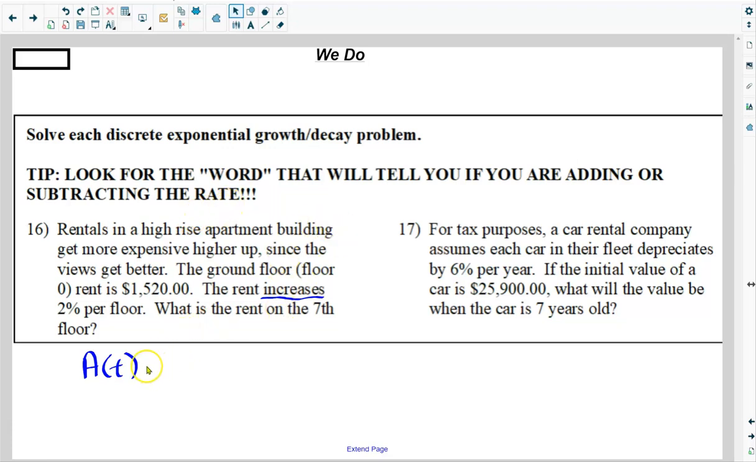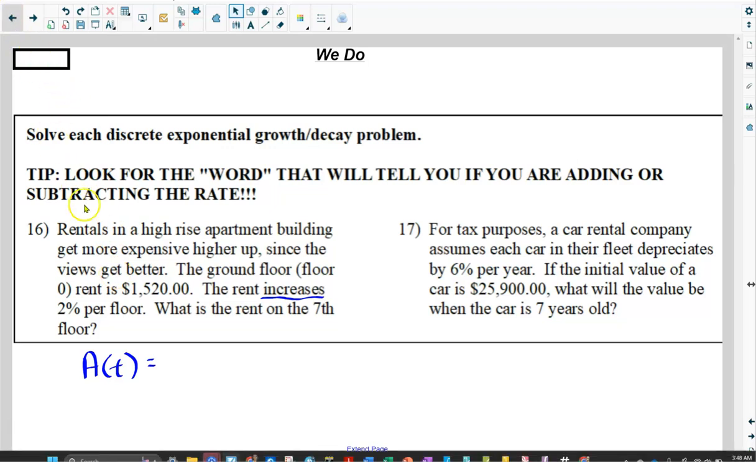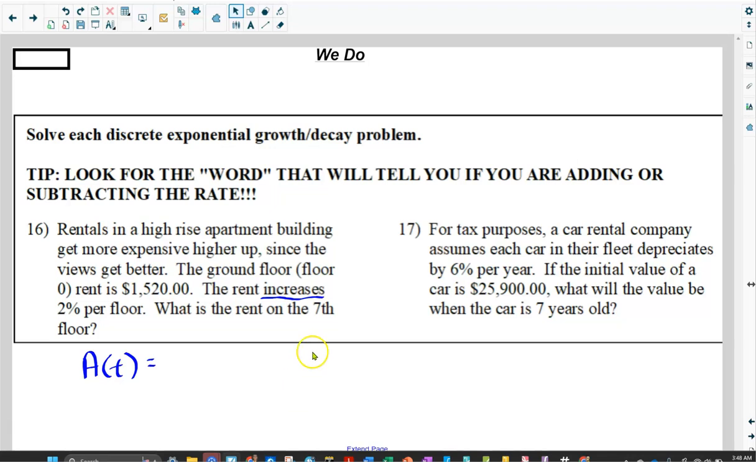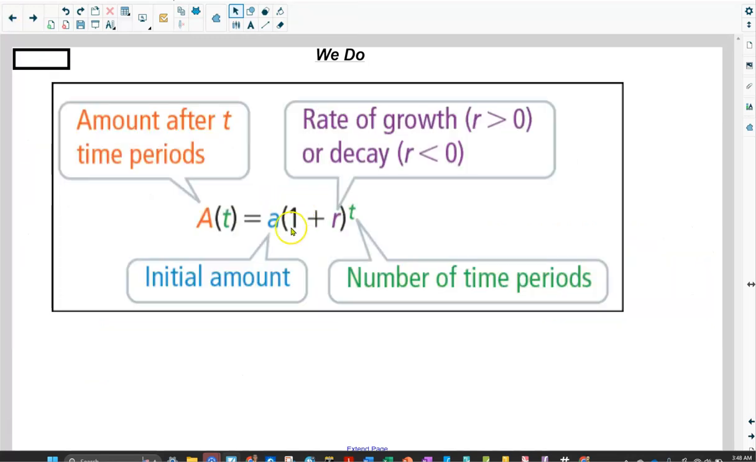So increasing 2%. What is the rent on the 7th floor? So we need a couple of things. We don't know the amount, but they should give us the rate, the initial amount, and the number of time periods. So it looks like this is the initial amount, 1520. Then what is it that I need? I need 1 plus R.